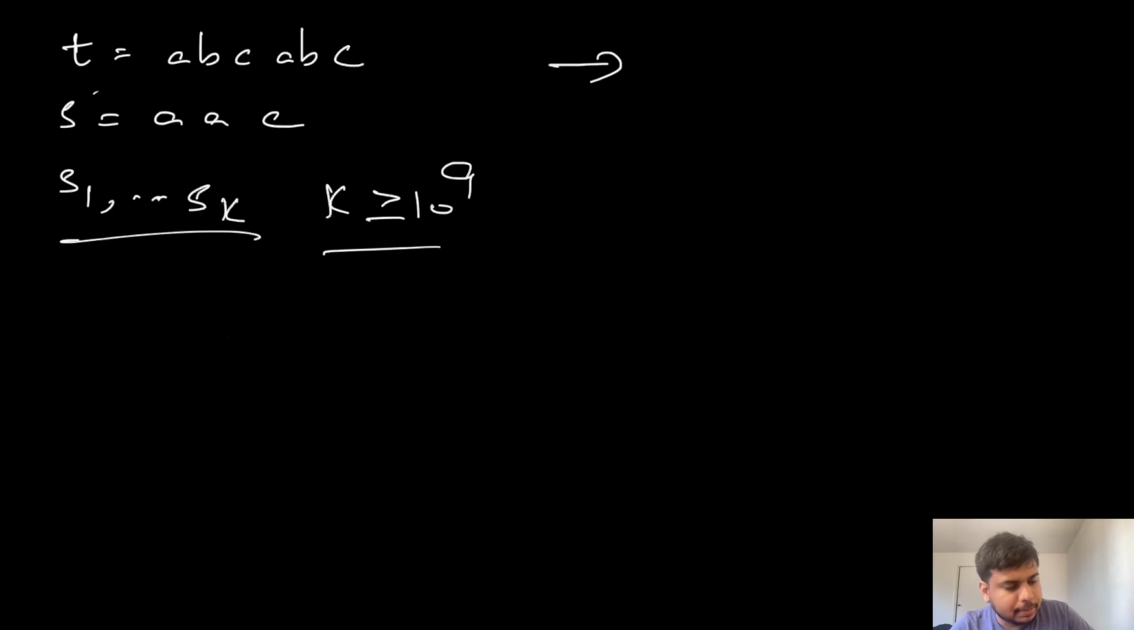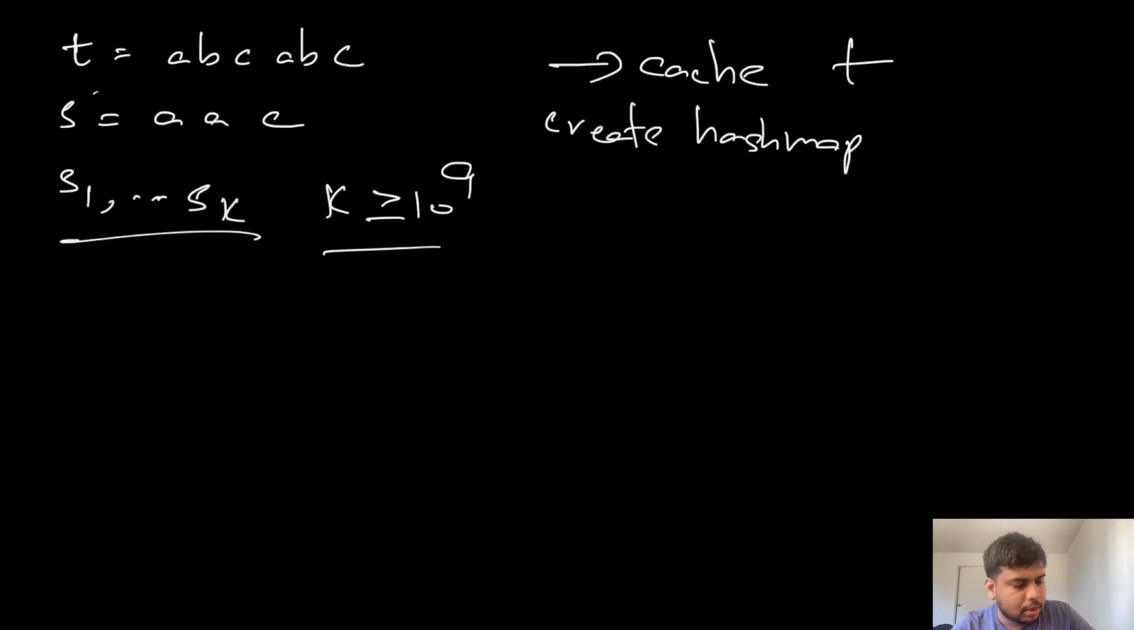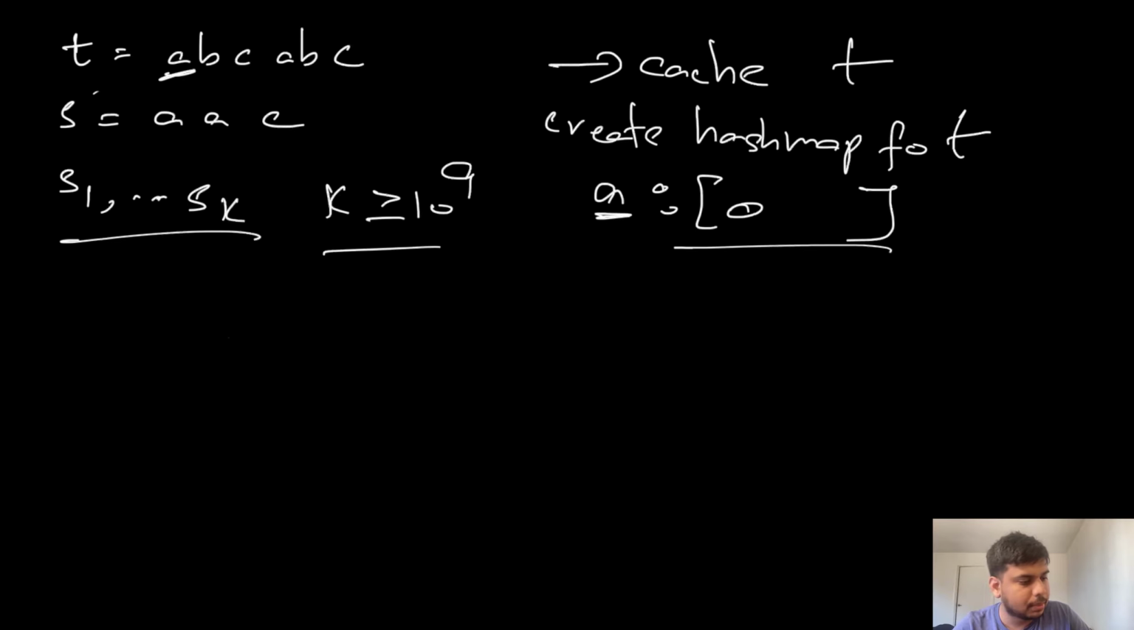The first step is to cache t. So create a hash map for t, where the key will be each character, for example a, which is part of t, and the value will be a list of indices where that character occurs, like 0 comma 3 in the case of a. So we'll create a hash map like this.